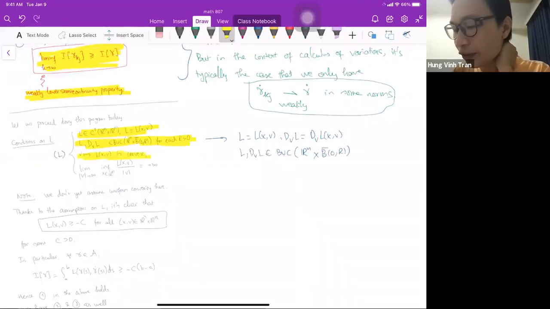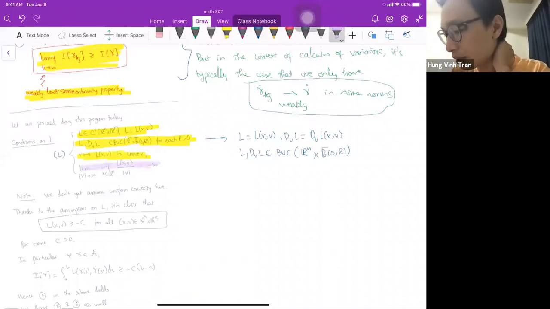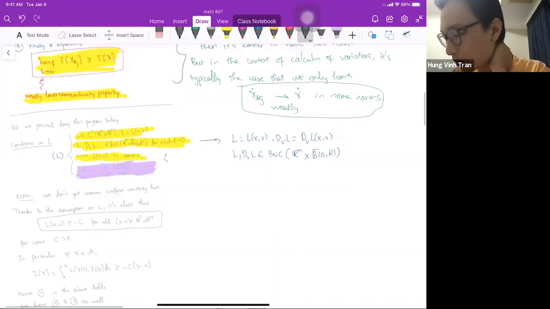And to prove this property, we only need to assume that v maps to L(x,v) is convex. We don't yet need uniform convexity or something like that here. What is important here is that, besides the convexity, which is important, we also need superlinearity. So we really need those two properties. Those two properties are the most important ones: convexity together with superlinearity.